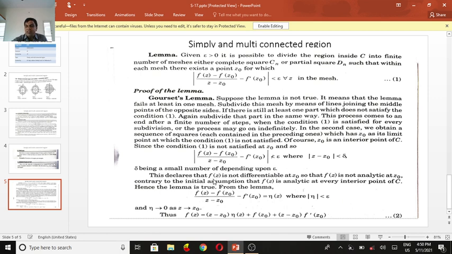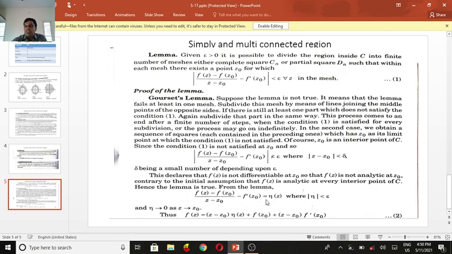This declares that f of z is not differentiable at z0, so that f of z is not analytic at z0, contrary to the initial assumption that f of z is analytic at every interior point of C. So this is the main point: the initial assumption is that f of z is analytic at every interior point of C. Hence the lemma is true.